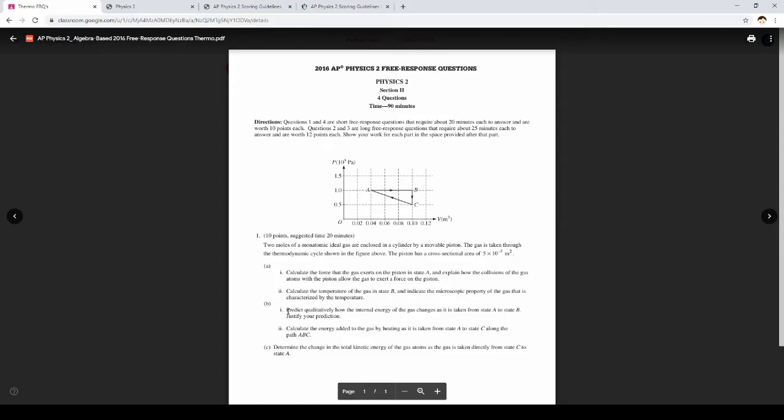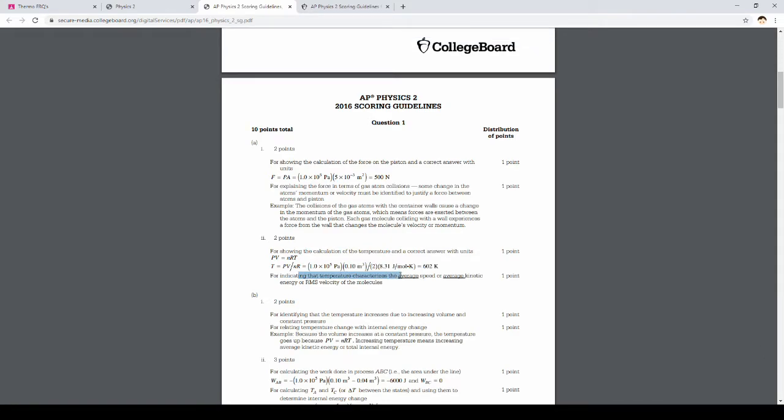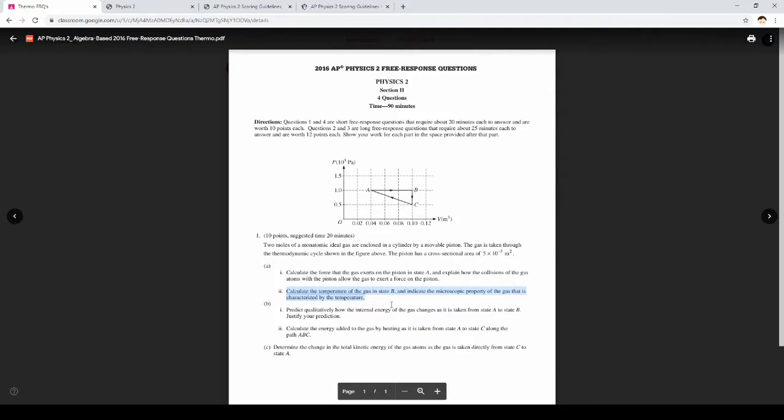Part 2, calculate the temperature of the gas in state B and indicate the microscopic property of the gas that is characterized by the temperature. So this is using PV equals nRT to calculate the temperature for that given state, and then having some indication that temperature is related to average kinetic energy or average speed. Again, there's 2 parts to that. Calculate and indicate. Make sure you do both parts.